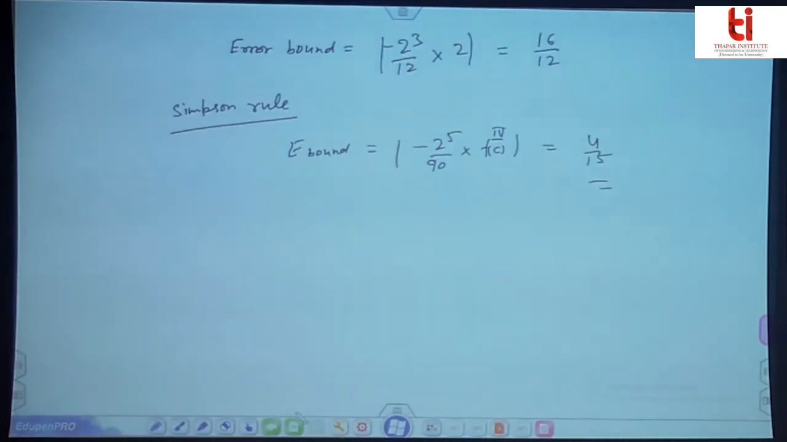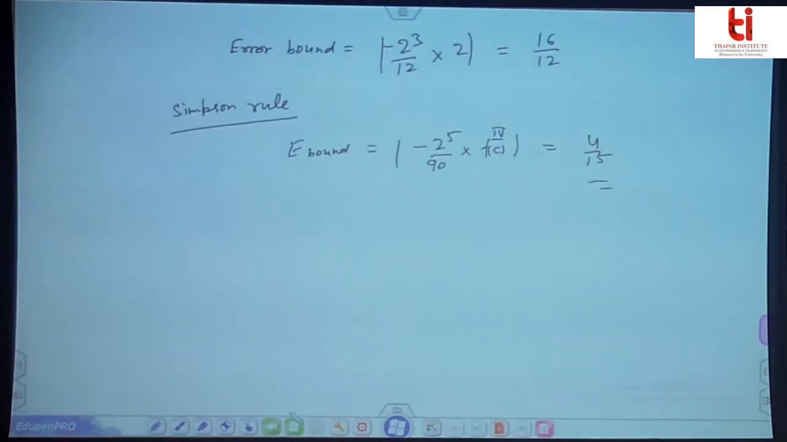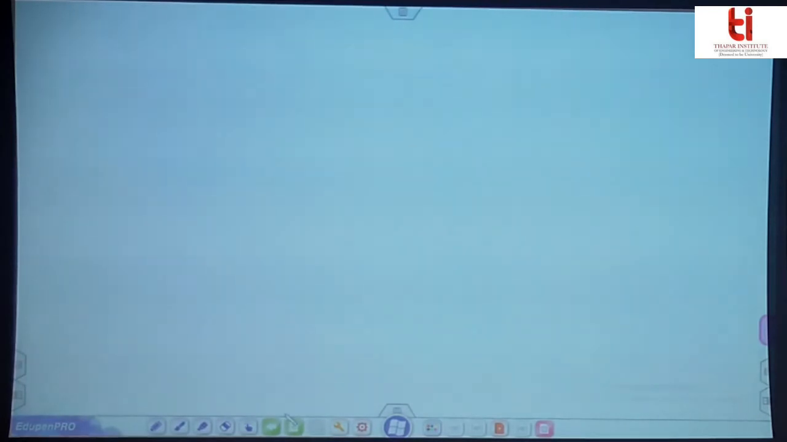So here we have discussed an example based on the trapezoidal rule and Simpson 1/3 rule, and here we found out that the error in the trapezoidal rule is more in comparison to the Simpson rule. That means Simpson rule is more accurate. Why is it so? Let us discuss in terms of accuracy, so that we are discussing the degree of precision.